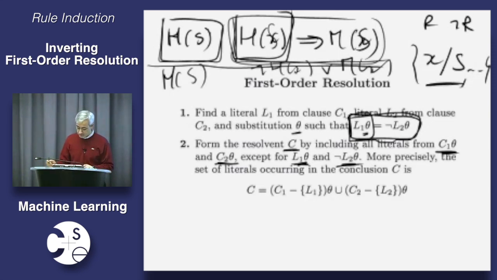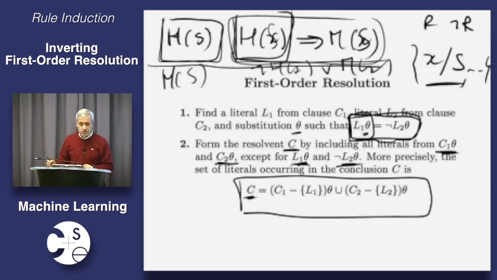So, here's my recipe. What is my resolvent going to be? It's C1 minus L1 with the substitution theta, union C2 minus L2 with the substitution theta. And again, this formula is the same as before, except with this new interesting little theta added. Questions?